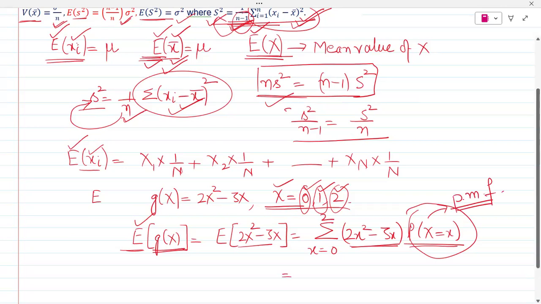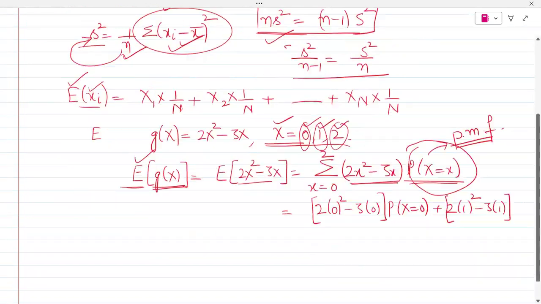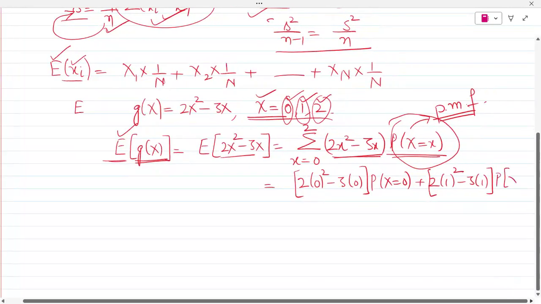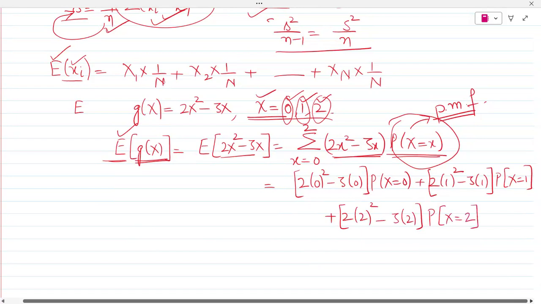So this is now 2 into 0 square minus 3 into 0, times P(x is 0). Then 2 into 1 square minus 3 into 1, times the probability that x is 1, and 2 into 2 square minus 3 into 2, times the probability that x is 2. So what are these? These are the values of this function at x equal to 0, 1, 2.